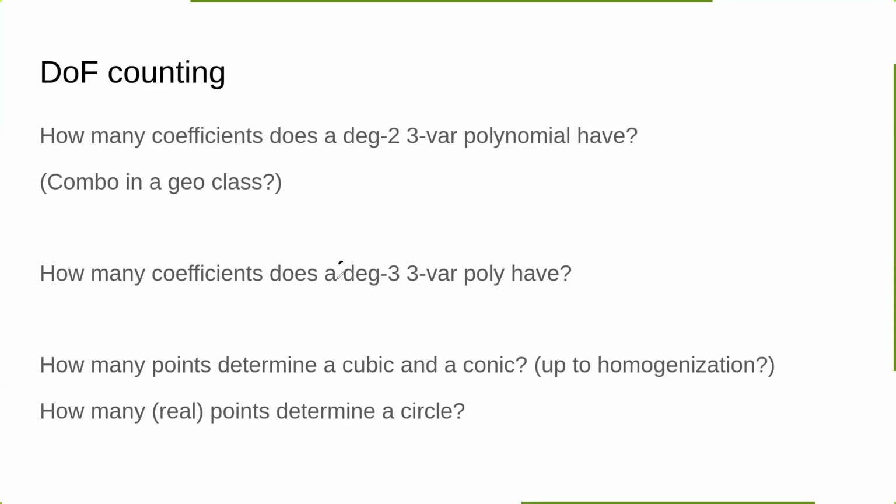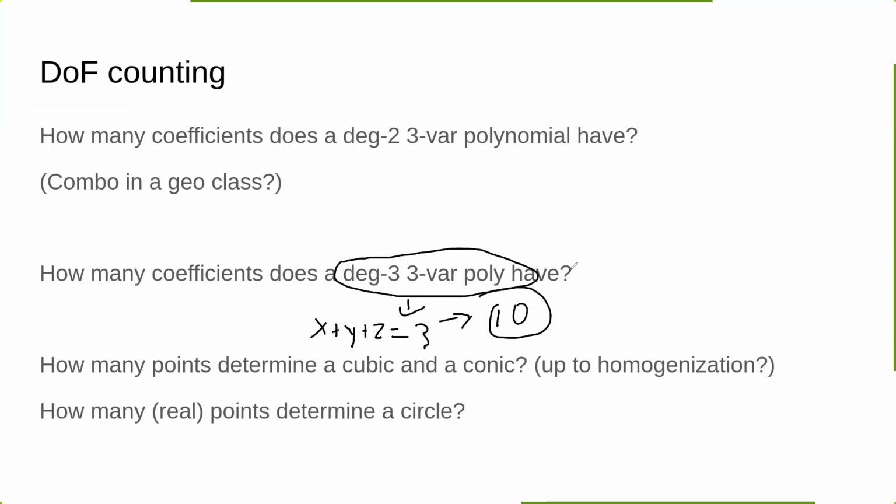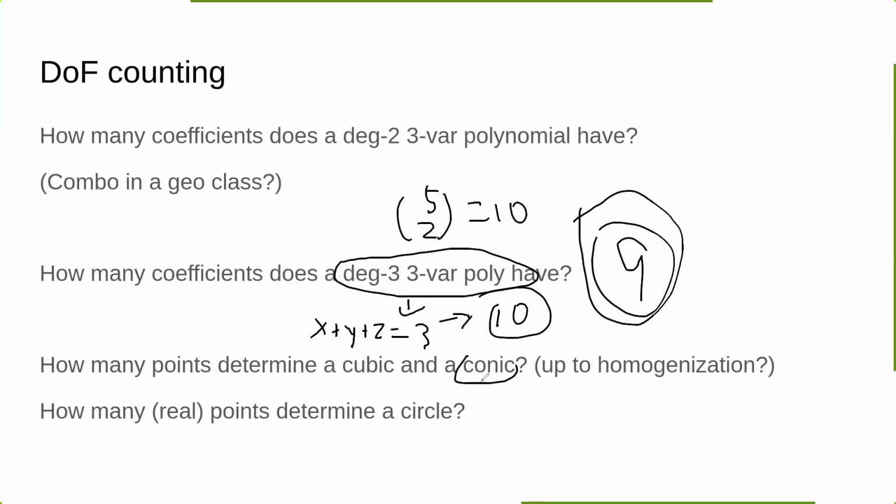And now let's look at cubics. So how many coefficients does one have? Like x plus y plus z equals 3. Well, this has 10 coefficients, right? This implies that any 9 points would give you a cubic. That's because it's like 5 choose 2, right? Equals 10. So this means 9 points give you a cubic, which is useful. And a conic is 5 points.